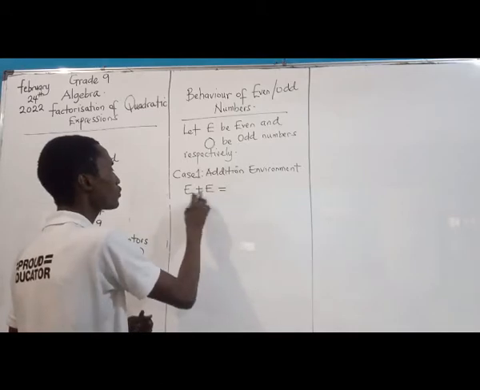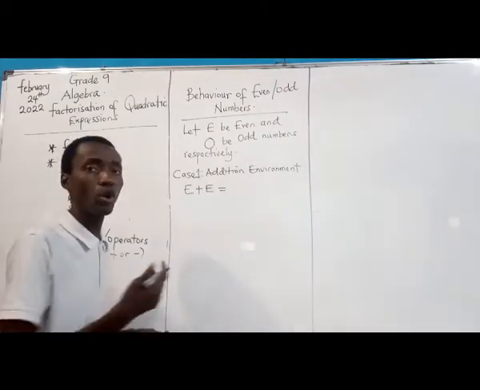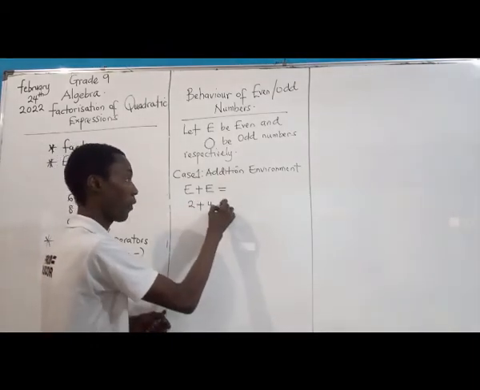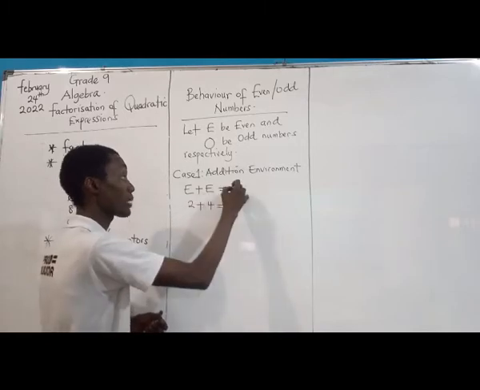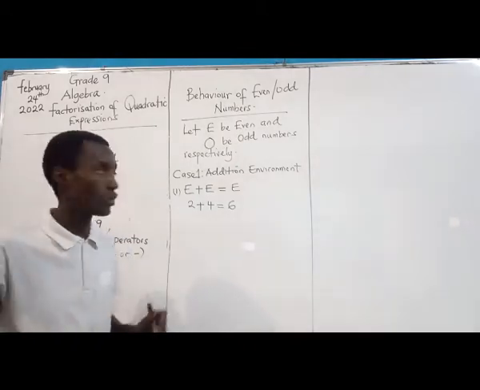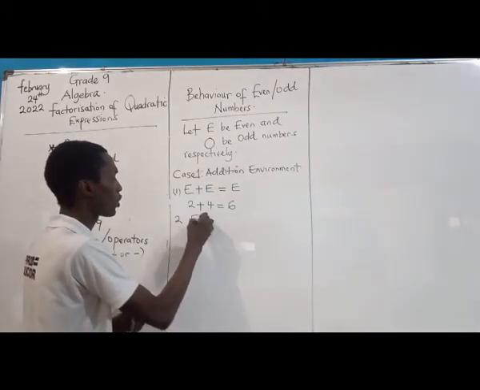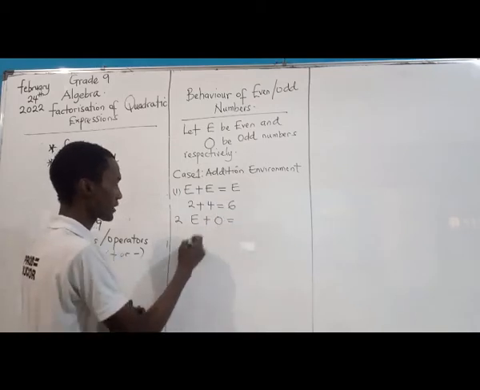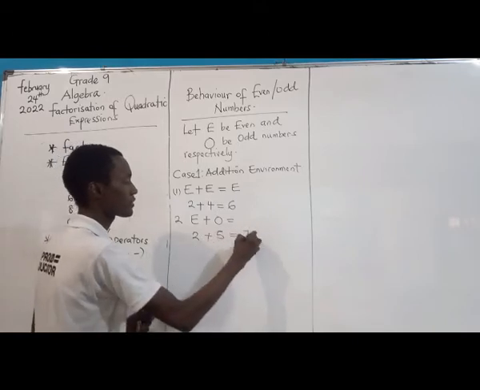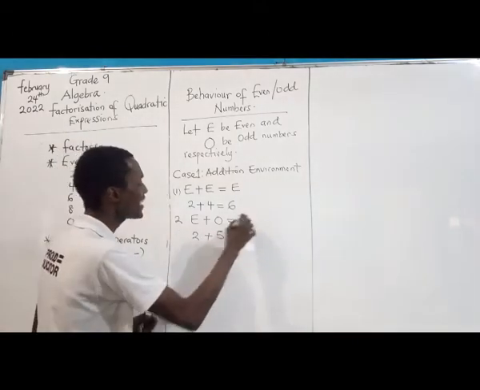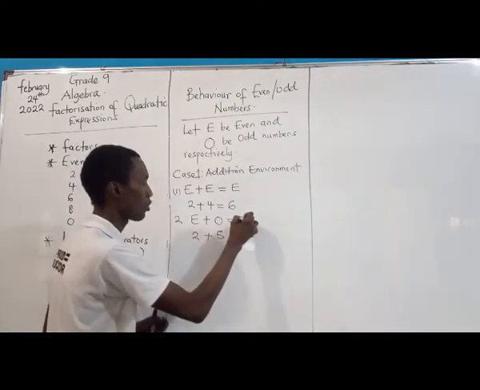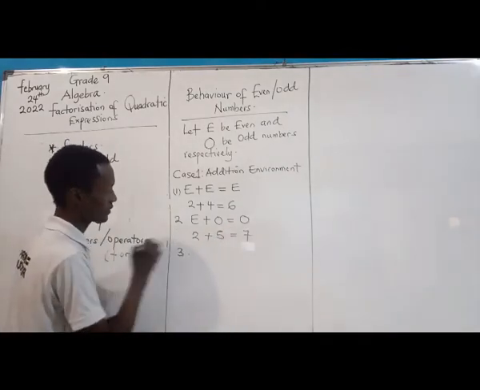So when we add even to even, what do we get? We use what I call the example approach. I take an even number 2, I take another even number 2, I add 4, and that will give me 6. So if I add two even numbers, I must get what? An even number. Now let's go to number 2. If I take an even number and I add an odd number, what do I get? I take 2 and I take an odd number, let's say 5. And what do I have? 7. And 7 is an odd number. So anytime you add an even number to an odd number, what you get is what? An odd number.